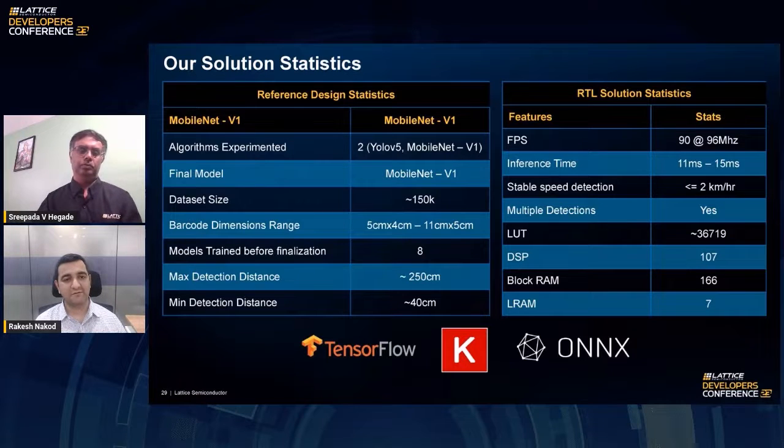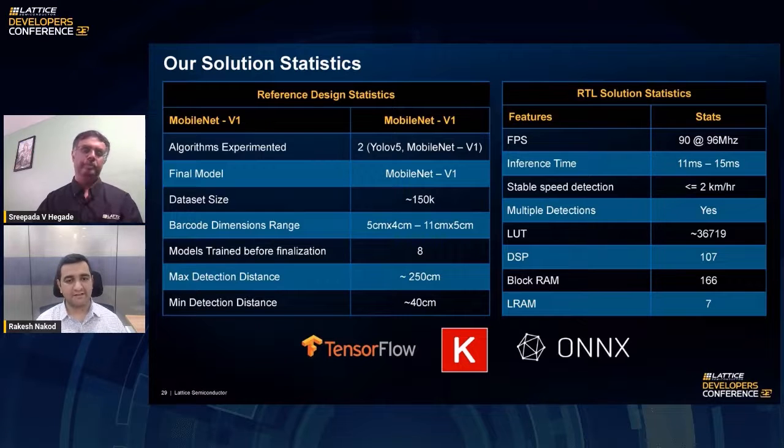Coming to the last stage, our overall solution. While we were going through all the stages, we saw that we were working with two different models. So how do we end up with a final solution? This table gives you a summary. The algorithms that we experimented with were two: YOLO V5 and MobileNet V1. Our final model was MobileNet V1 because it performed better and gave us the expected accuracy that we wanted.